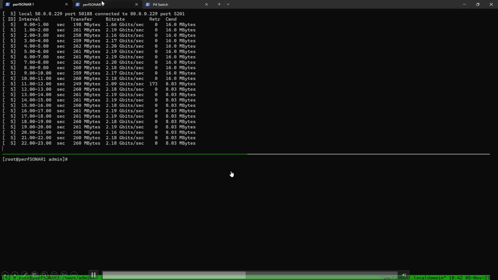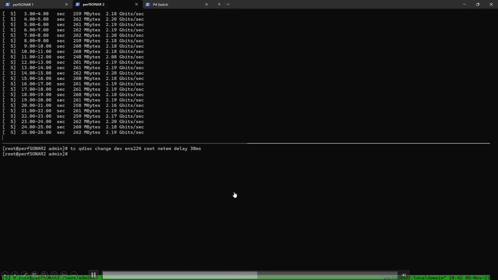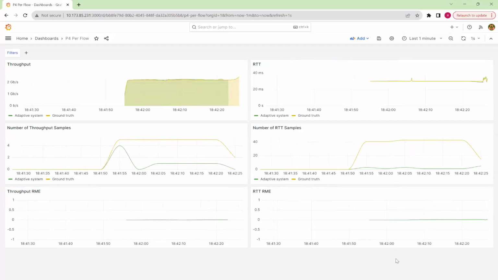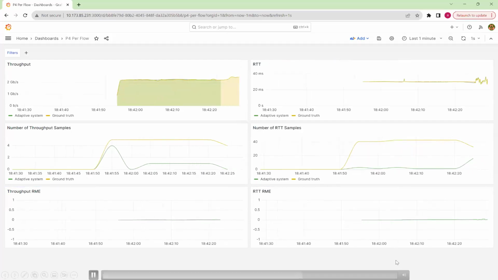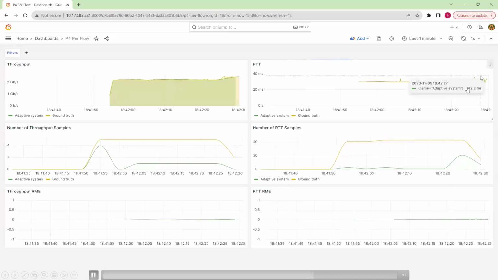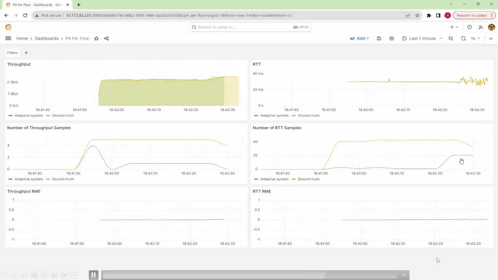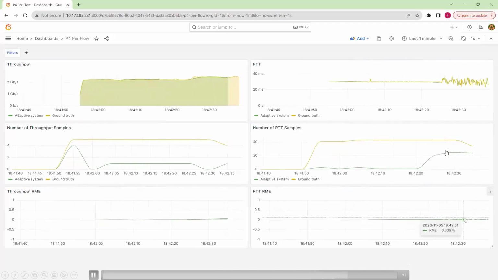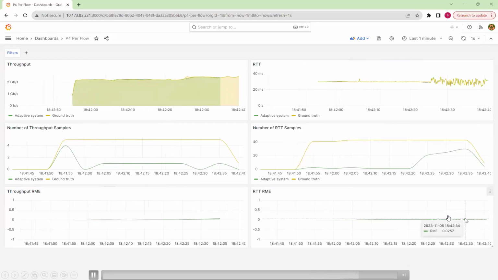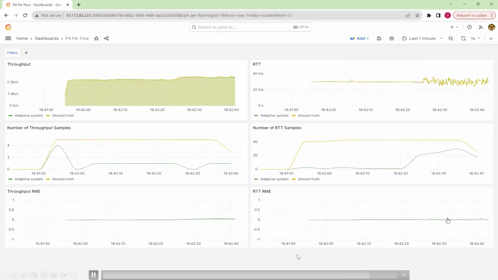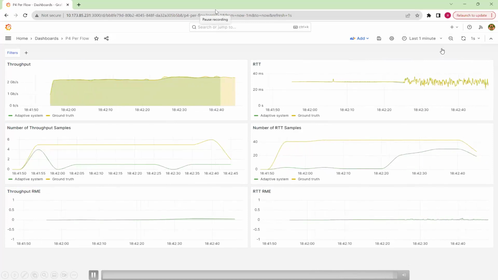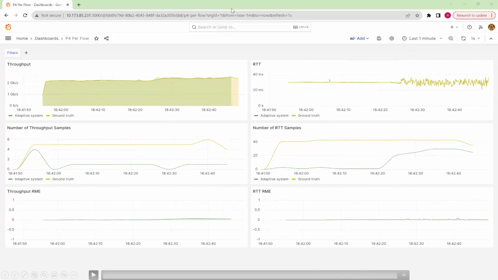Now I will add some noise to the RTT to see how the system automatically adjusts the sampling rate to capture this variation. As you can see, we have variation in the RTT and the number of samples increases. We have a slight increase in the RTT error, but as we increase the number of samples, we can keep it minimal, around 0.02 or less. And the new pattern is fully captured, as we see here.